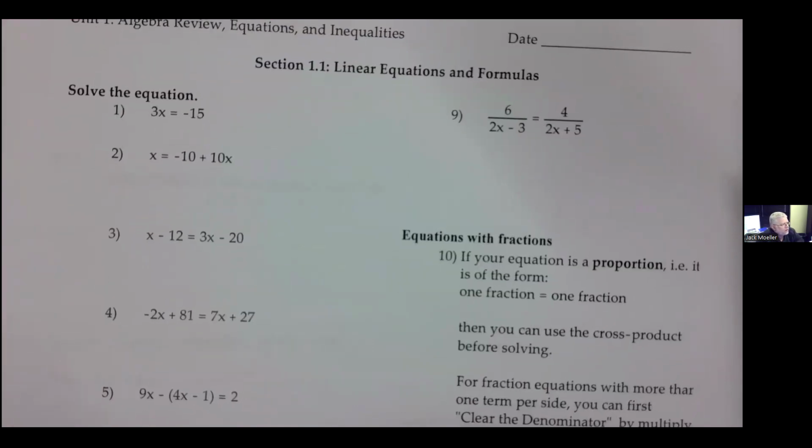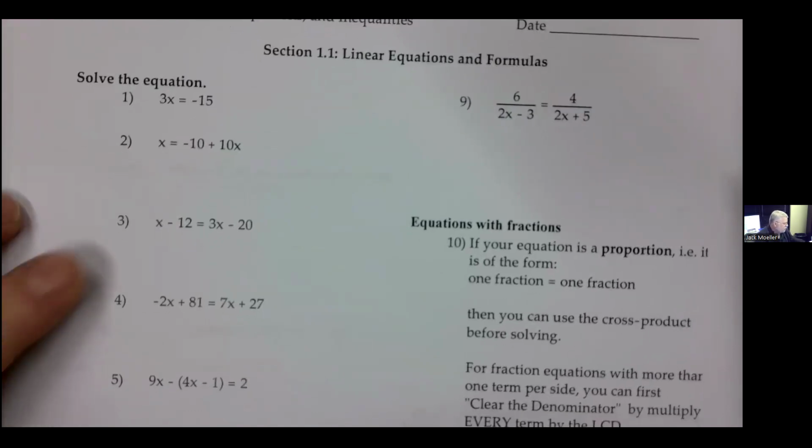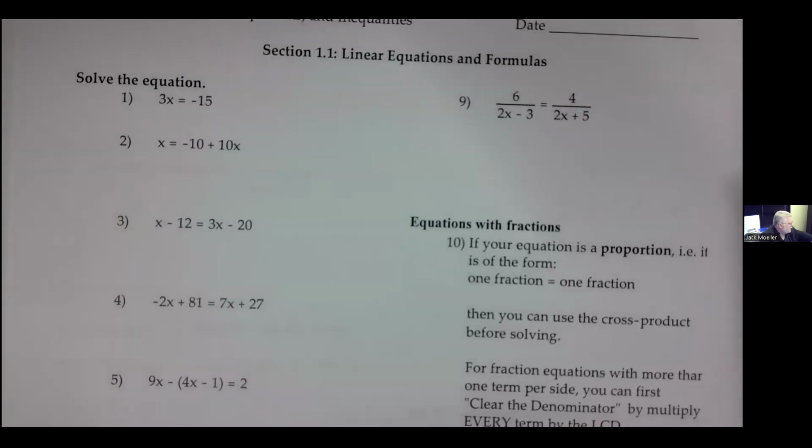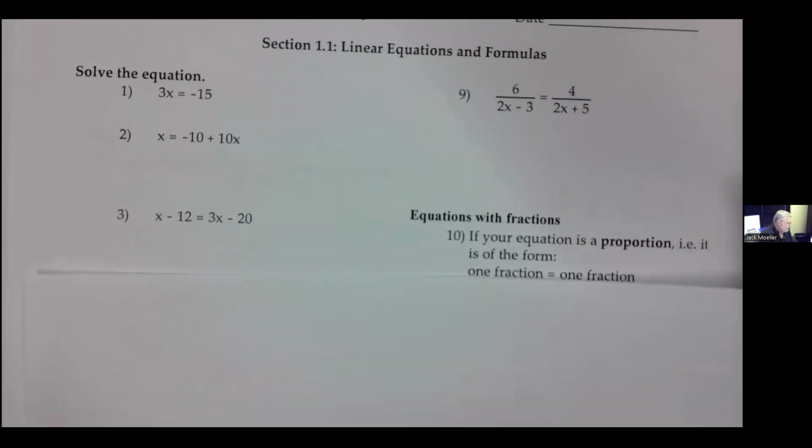Let's see. So I'm going to skip 1 and 2. Like I said, those are kind of warm up. Let's start with number 3. This is like a core equation that you should be able to solve with college algebra.